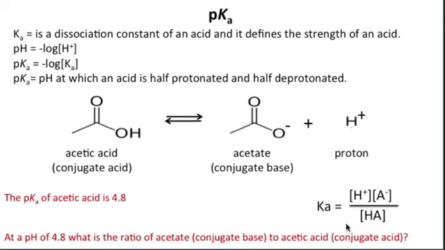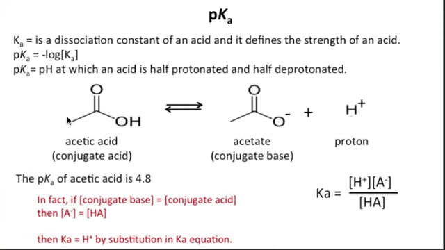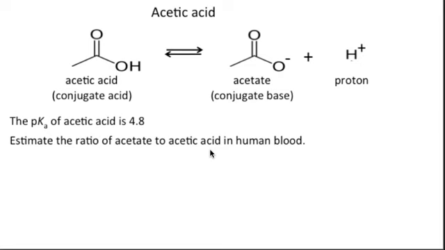Well, we've just defined that. If the pH is equal to the pKa, then A minus will equal HA. In fact, you can see this in the Ka definition. If A minus equals HA, then A minus divided by HA is 1, and Ka equals H plus. Or, if Ka equals H plus, pKa equals pH. So you can see just from the equilibrium constant definition, pKa is equal to the pH at which an acid is half protonated.